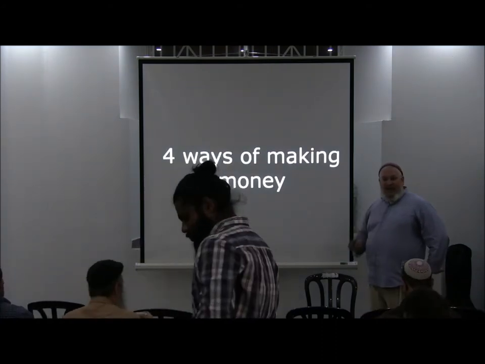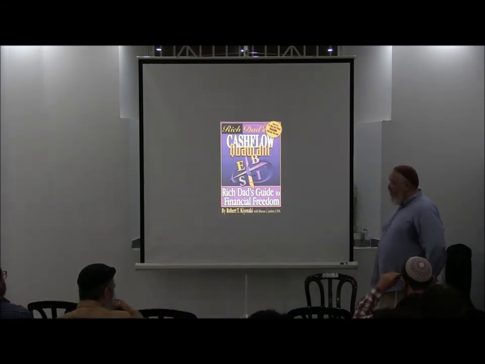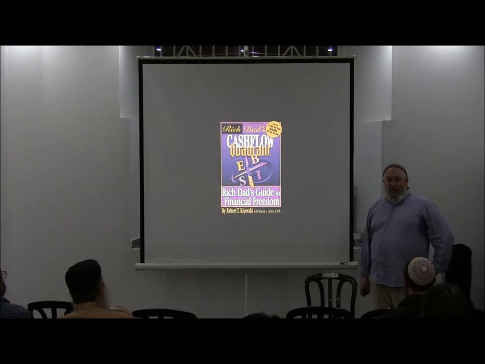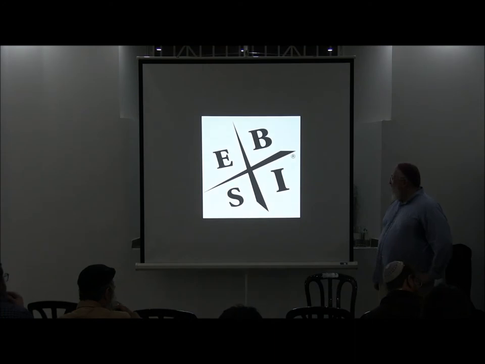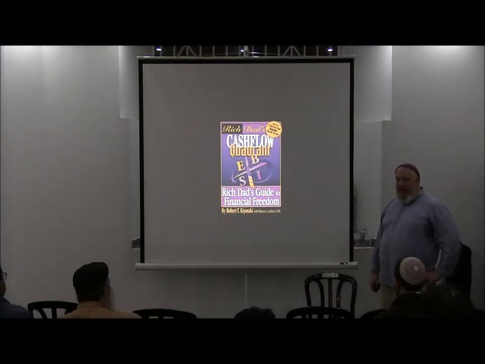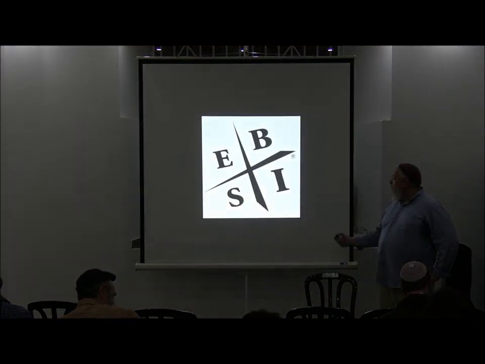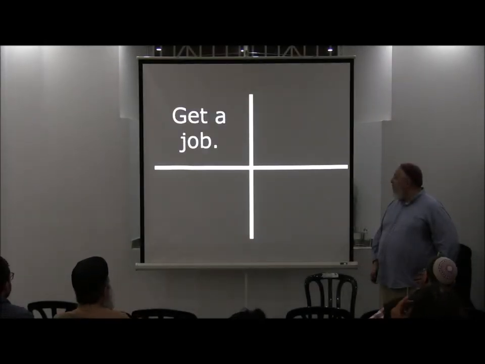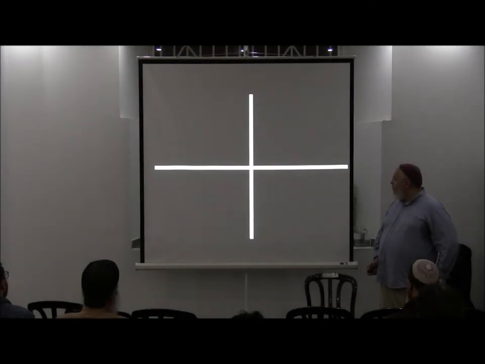This is from the book Cash Flow Quadrant. I've read every single one of these books. Most of them didn't help, but they were entertaining. This one, he did have a nice idea. This is Robert Kiyosaki. Rich Dad, Poor Dad is his famous book. You probably read Rich Dad. So he has EBSI, I'm going to explain this. So: employed, business owner, self-employed, and investor.